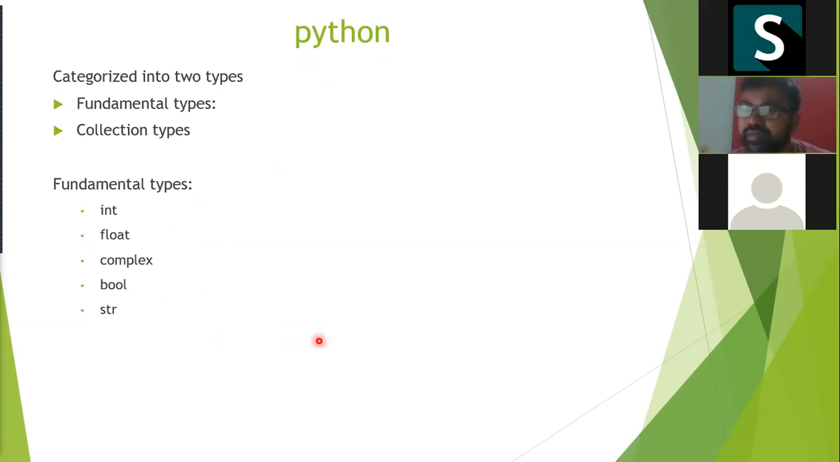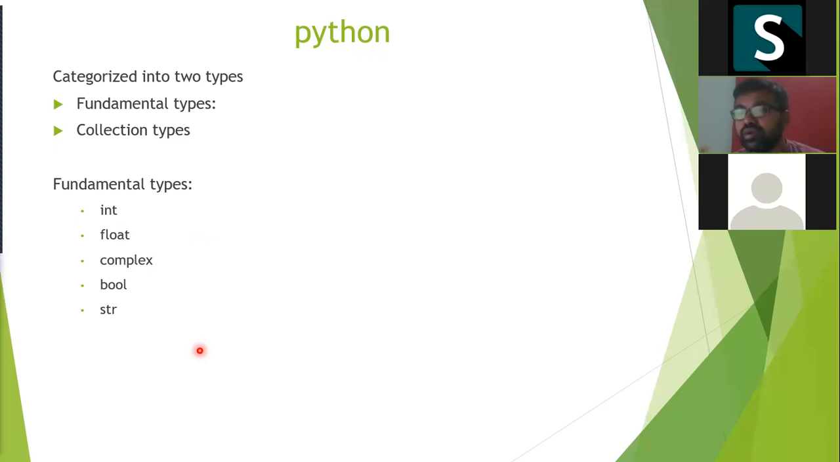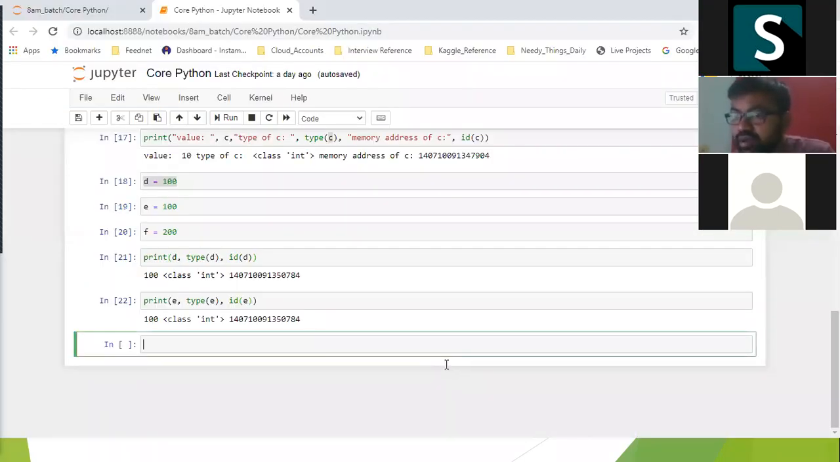So I can divide my 9 data types into two categories. One is fundamental data types: integer, float, complex, bool, and string. I can also call these 5 data types immutable data types. And coming to the mutable and immutable concepts, I'll explain with a rough example. Immutable objects, we cannot modify them, and I cannot do iterations on them.